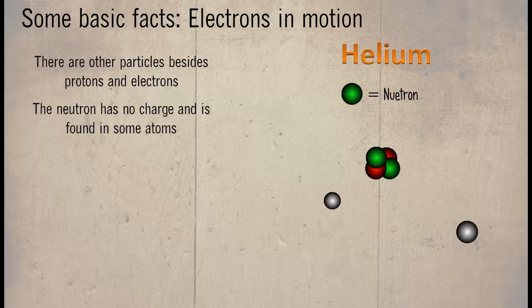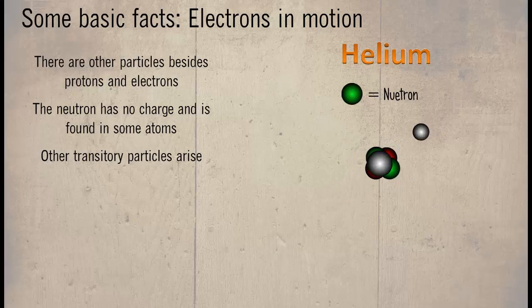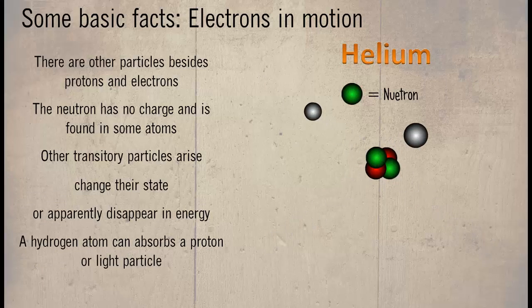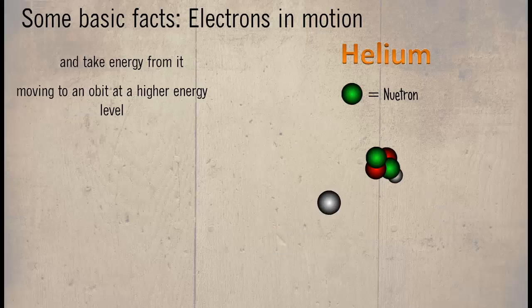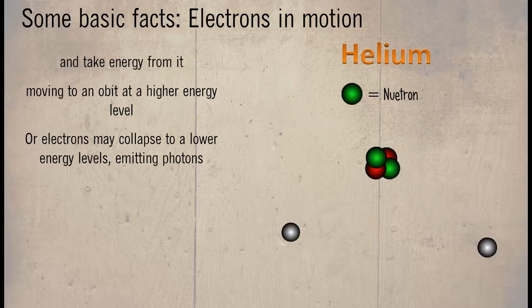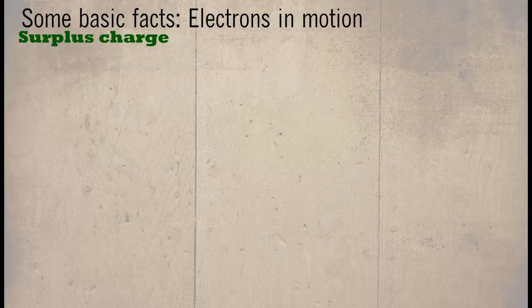The neutron has no charge and is found in some atoms. Other transitory particles arise, change their state, or apparently disappear in energy. A hydrogen atom can absorb a photon or light particle and take energy from it, moving to an orbit at a higher energy level, or electrons may collapse to a lower energy level, emitting photons.